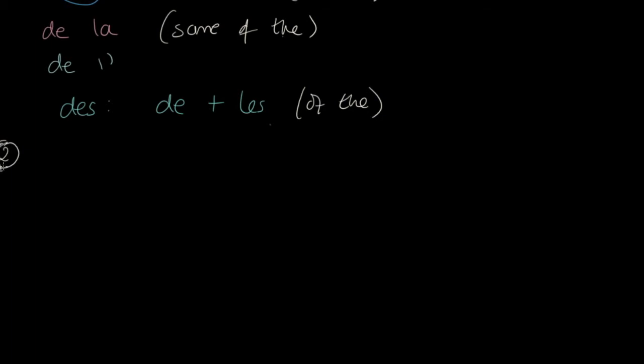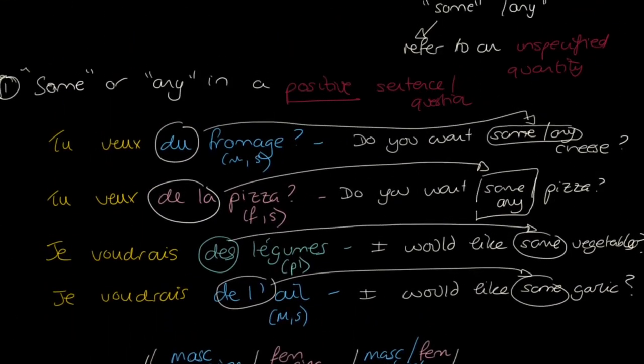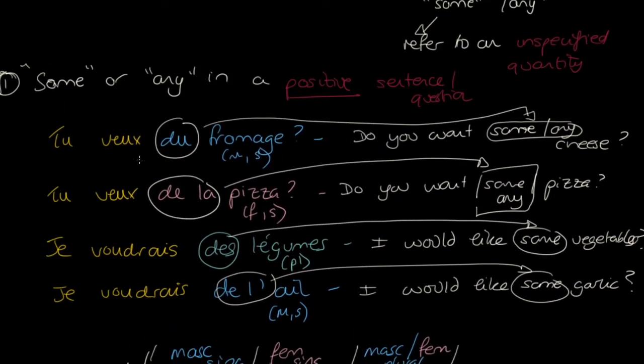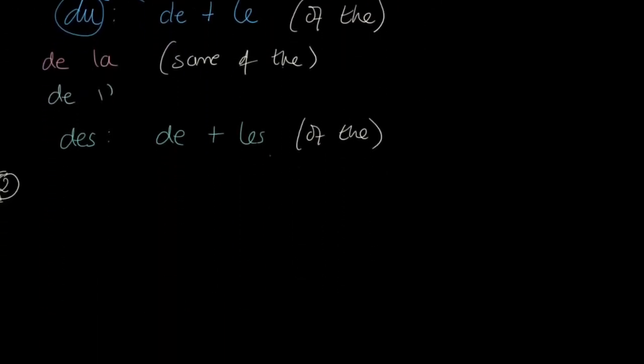Okay, now I did say up here, didn't I? I did say up here that we use these partitive articles to mean some or any in a positive sentence or question. So what happens in a negative sentence? Okay, so in negative sentences we use, and let's find out what we use. Okay, so let's take some examples.